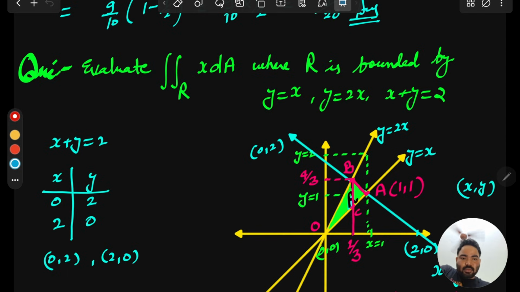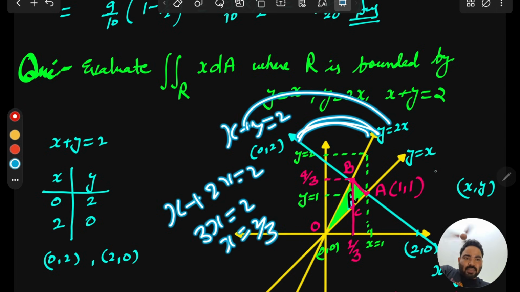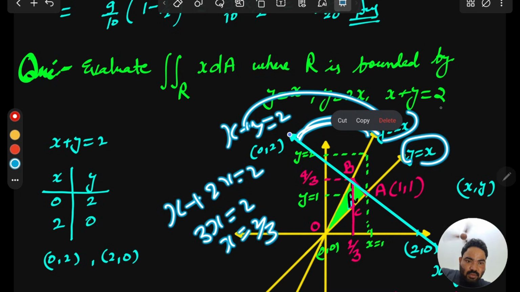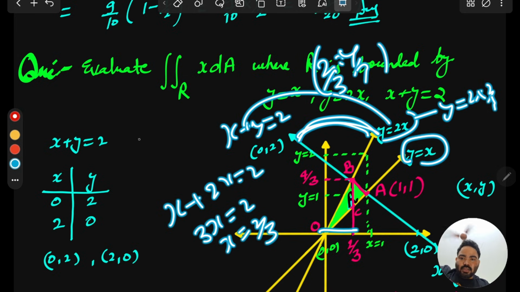And how do you find the point? Very easy, just notice these two equations. If you solve these two equations, x plus y equal to 2 and y equal to 2x, put the y value 2x here, then this will give you 3x equal to 2. So x is 2 by 3. Putting the x value here, your y value becomes 2 into 2 by 3, which is 4 by 3. So your point will be 2 by 3 comma 4 by 3, which means x is moving from 0 to 2 by 3.